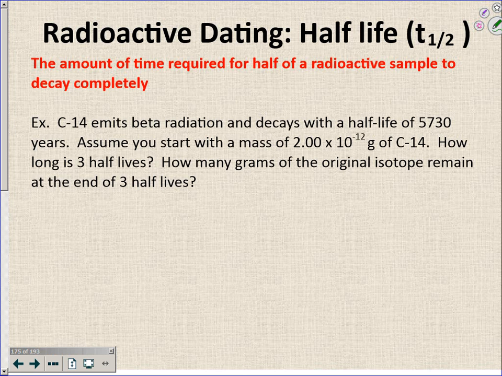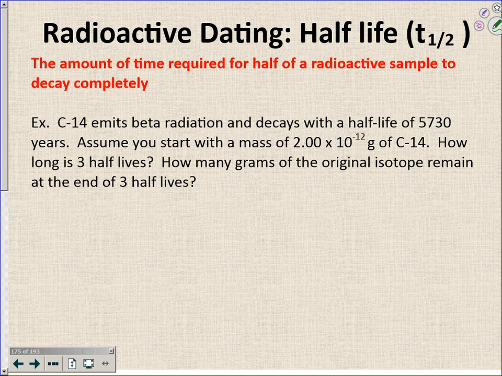Here we go. Here's how I can approach this really easy, and then we're going to do this in a little bit more of a math sense. You have carbon-14 emitting beta radiation. It has a half-life of 5,730 years. Assume you start with this mass, how long is 3 half-lives, and then how much will be left after those 3 half-lives. So here we go.